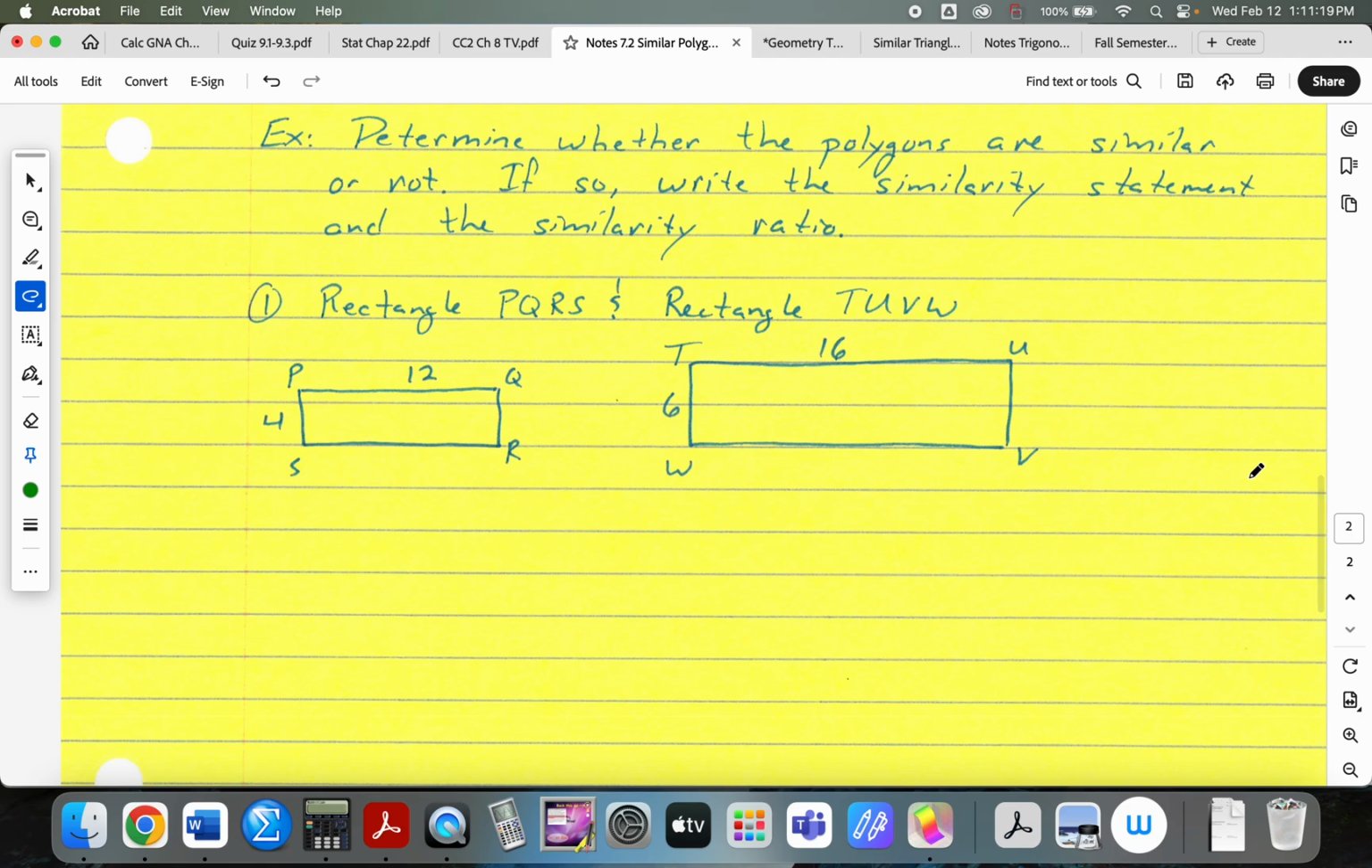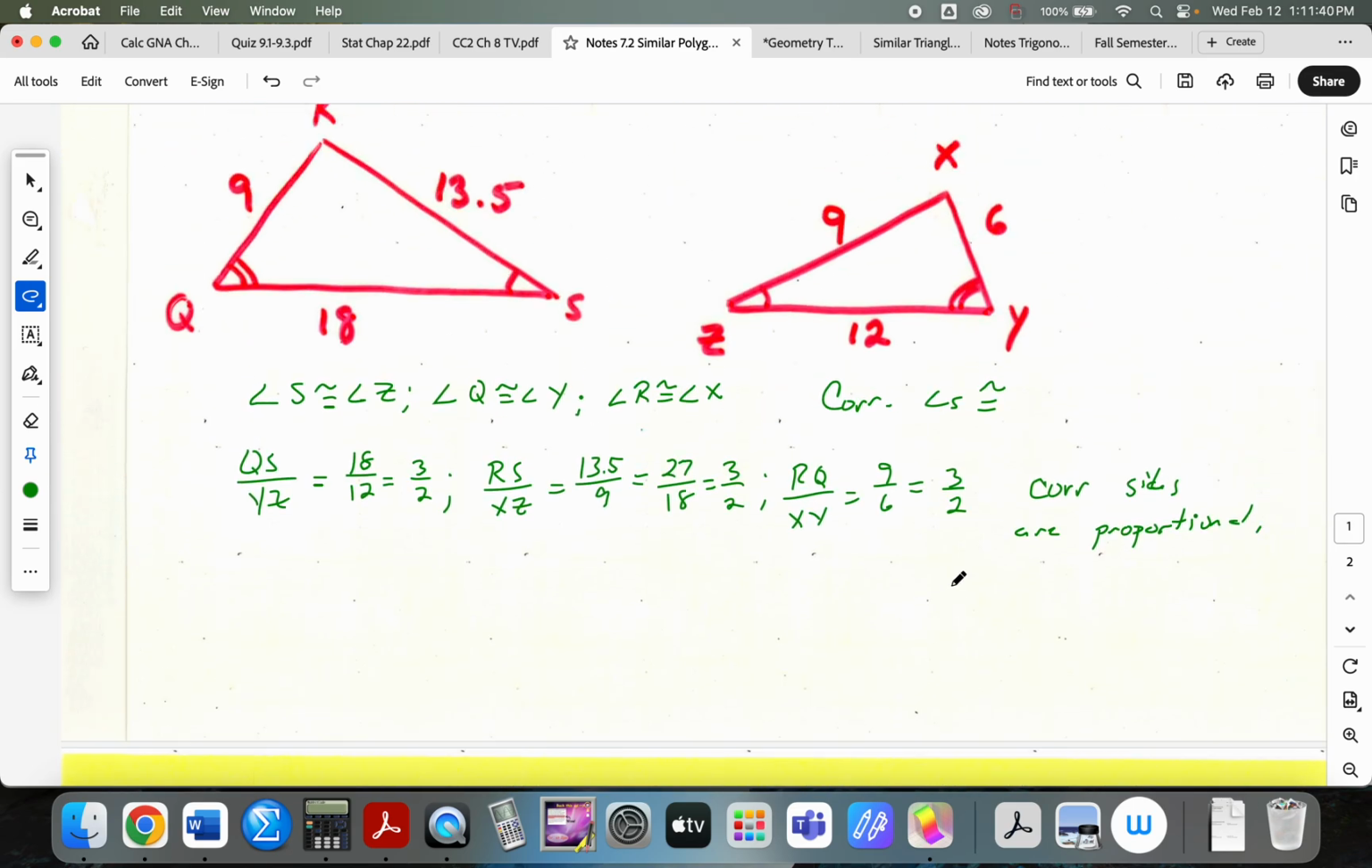All right, so let's go on. Determine whether the polygons are similar or not. If so, write the similarity statement, which is where you say this is similar to that, and you have to make sure the corresponding vertices match up. And the similarity ratio, which is just in this case, the similarity ratio would have been 3 to 2.